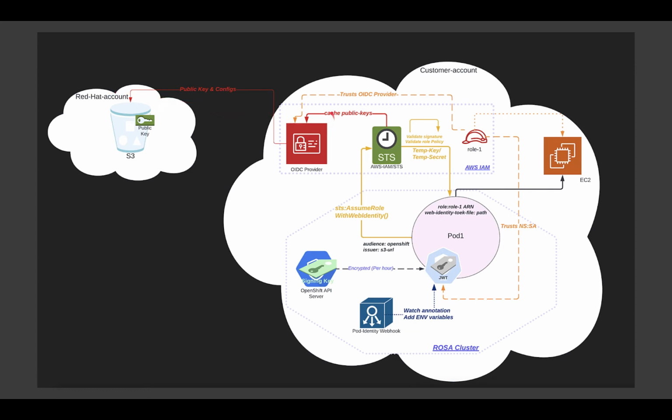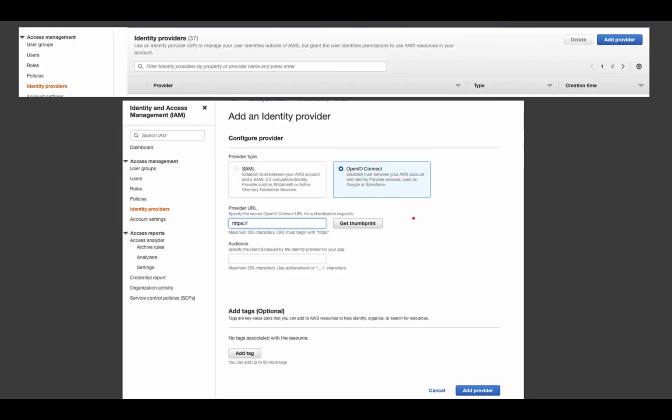Coming back, the OIDC provider created here can then be used as a principal in an AWS IAM role within its trust policy. That's how trust is established between AWS and the OIDC provider. If we were to see how it looks in the console, there is this option to add an OIDC provider. You choose the OpenID Connect option and then provide the public JWKs endpoint.